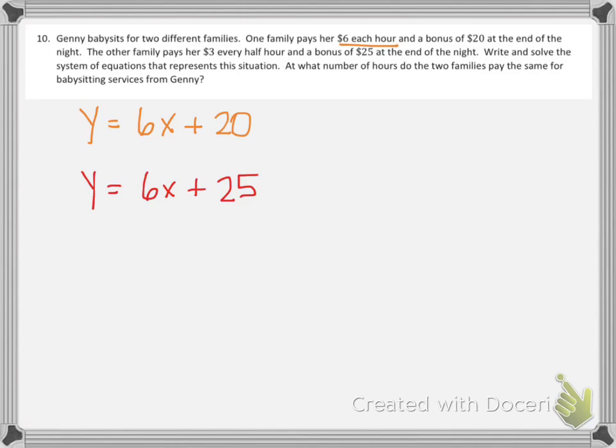And I can see that the slopes are exactly the same, meaning parallel lines, as long as the y-intercepts are different, and they are. So these are parallel lines, and they will not pay the same for the babysitting services. So no solution for that system.